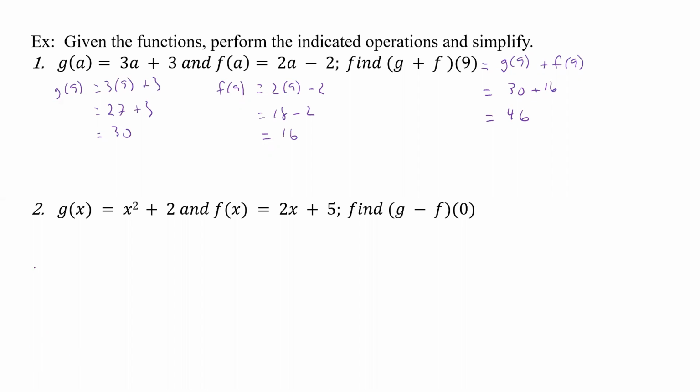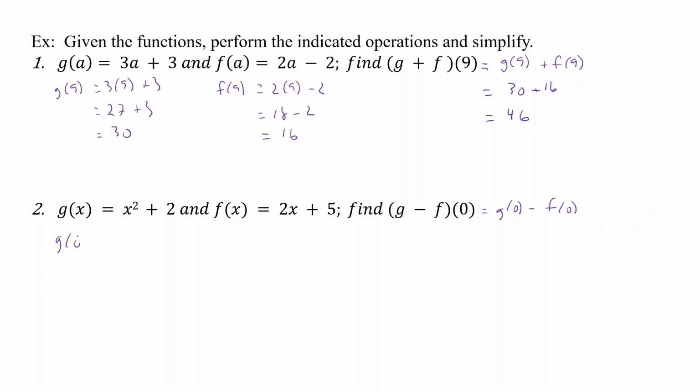Now what about the next one? g of x equals x squared plus 2, and f of x is equal to 2x plus 5, and we want to find g minus f of 0. Well, again, what we can do is simplify this and say, okay, we want to find g of 0 minus f of 0. So now what we have to do is go find those.